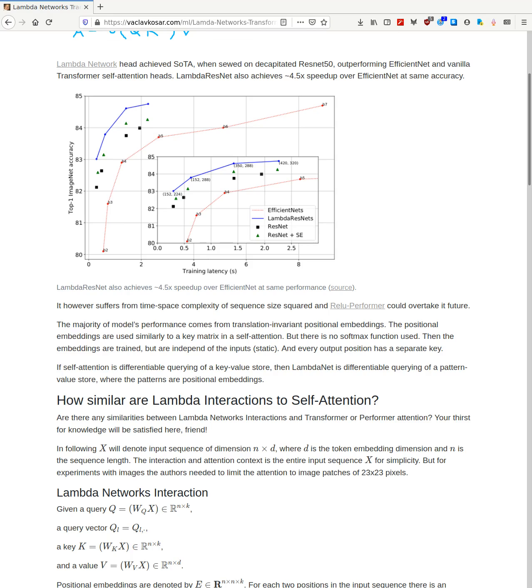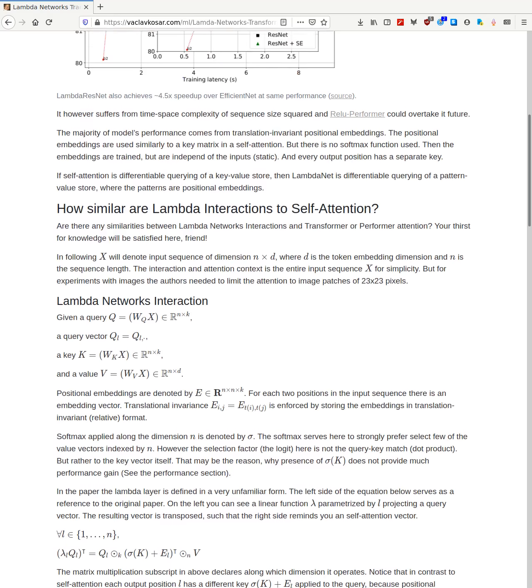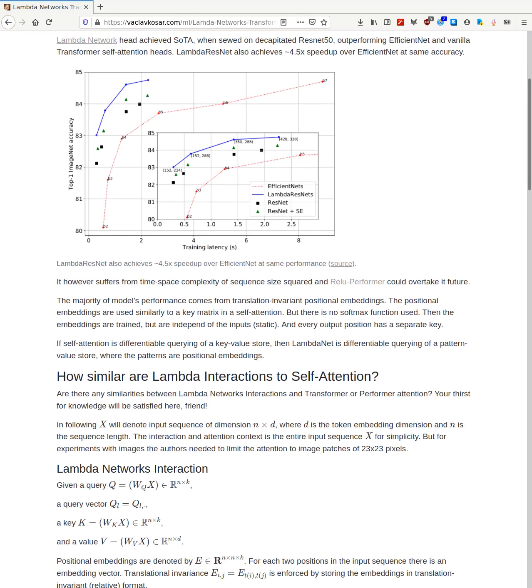In the paper, they present this graph where you can see a comparison. On the y-axis it has accuracy, on the x-axis it has training latency. And here we can see that for the same top-one accuracy, the LambdaNet is much faster. It has much lower training latency. The issue is that it still suffers from time-space complexity with the sequence size, which is why I think Relu-Performer could overtake it in future.